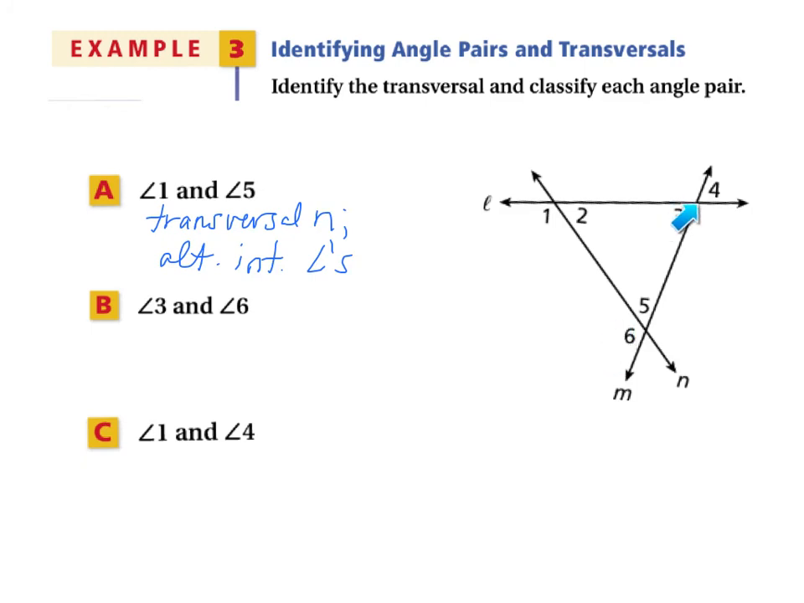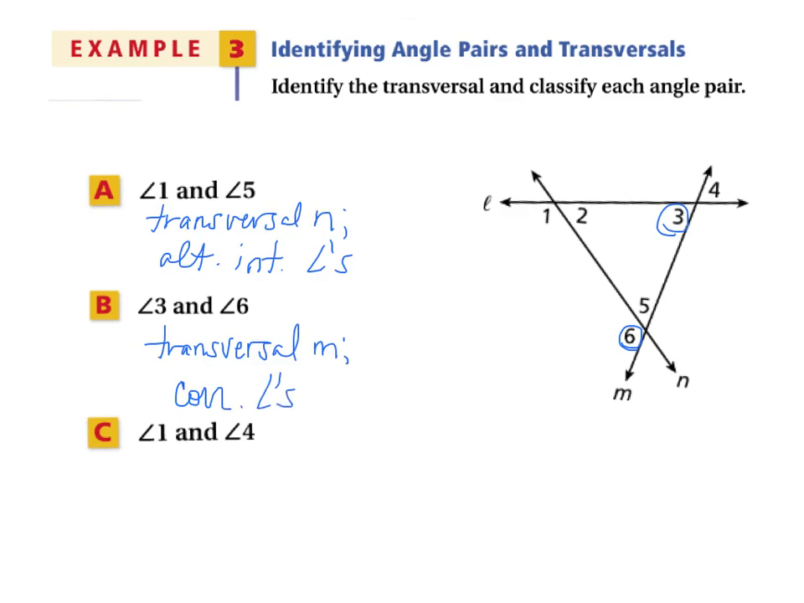So what about angle 3 and angle 6? Here's the vertex of angle 3, here's the vertex of angle 6. Connects them as transversal M. What angles are formed between angles 3 and angle 6? It would be corresponding angles.